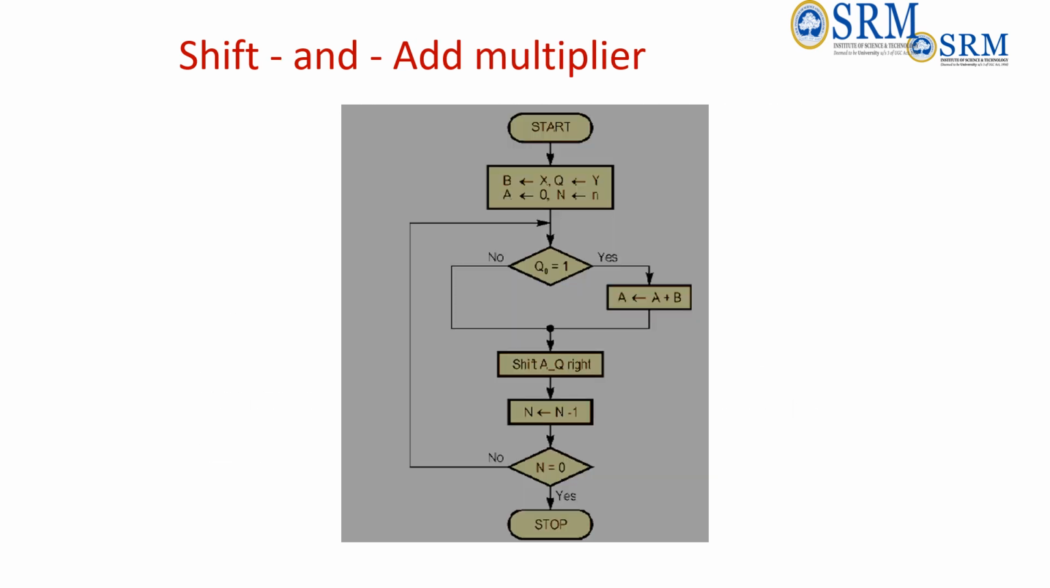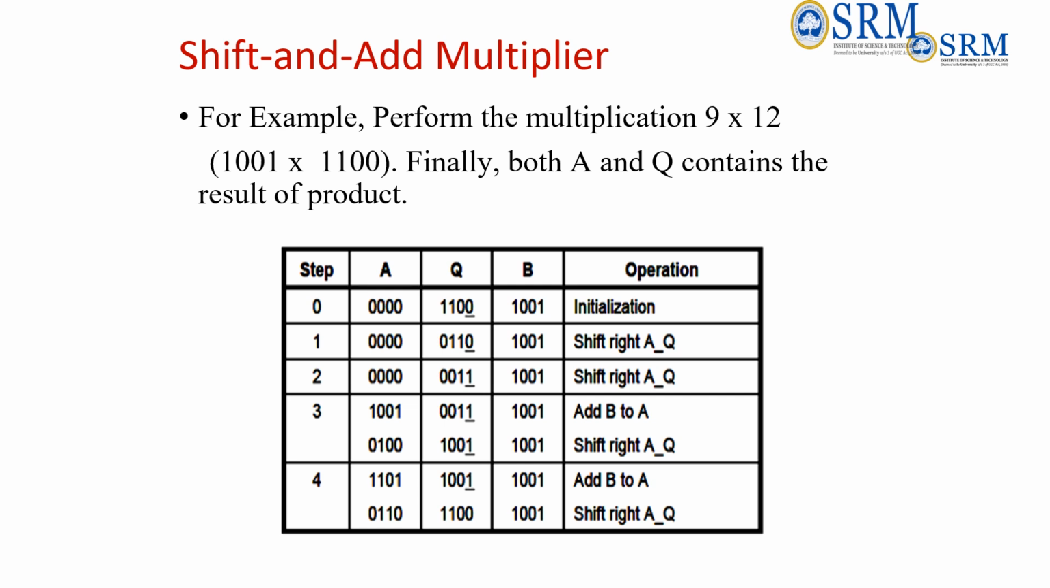How do I do it? At start, B is equal to X, Q is equal to Y, A is equal to 0, and N is equal to n, the number of bits. If Q naught is equal to 1, A equals A plus B. If the last bit of the multiplier is 0, then you do not add, and you just do a right shift of A. So that is what we are doing.